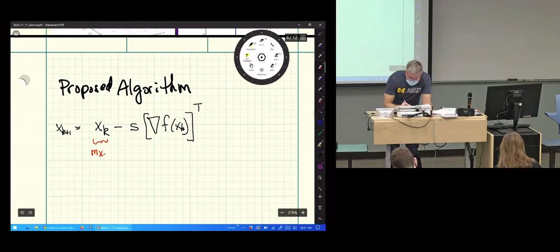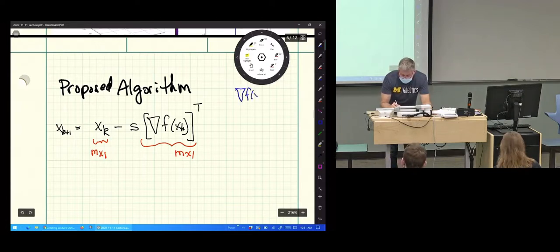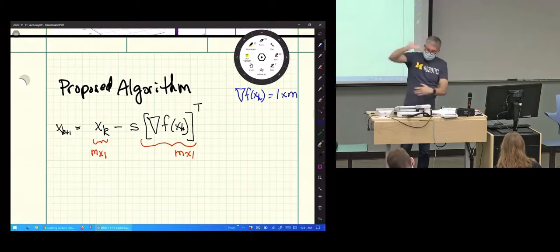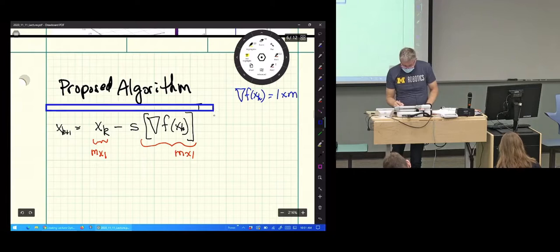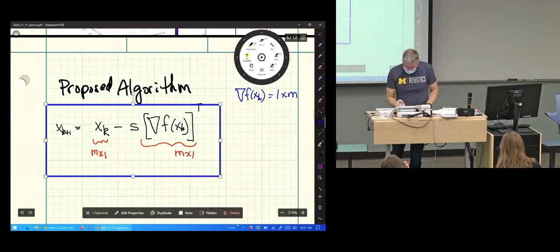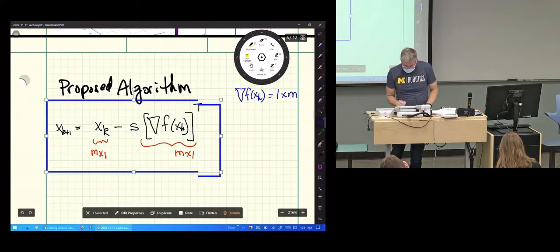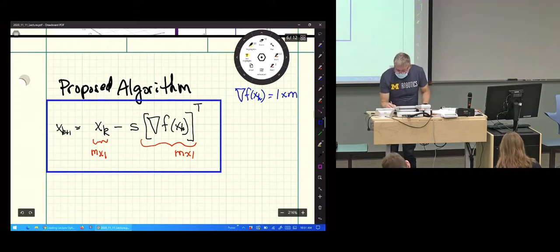It's because this is m by 1, and so with the transpose, this is m by 1 as well. The gradient is a row vector. Okay. So to turn it into a column vector, we transpose it. And so this is called gradient descent in the vector case. This is where the name comes from. So this is gradient descent.